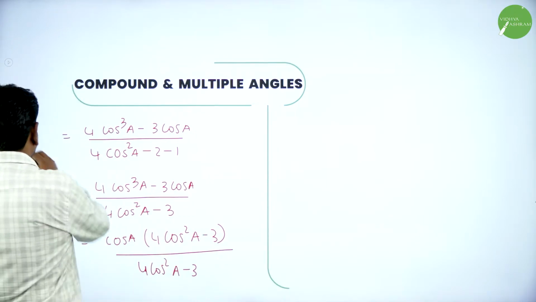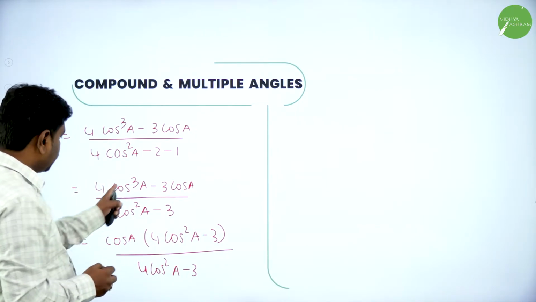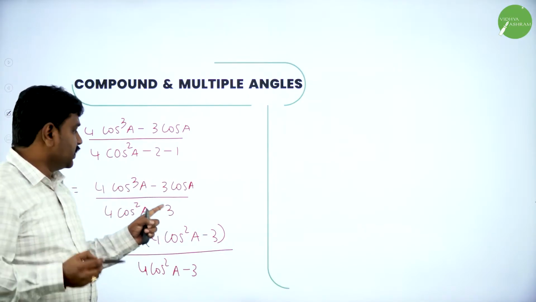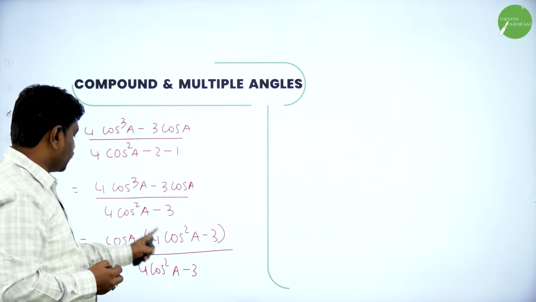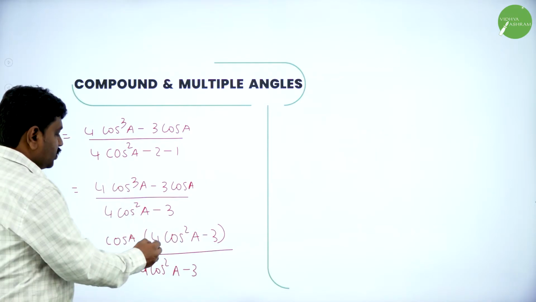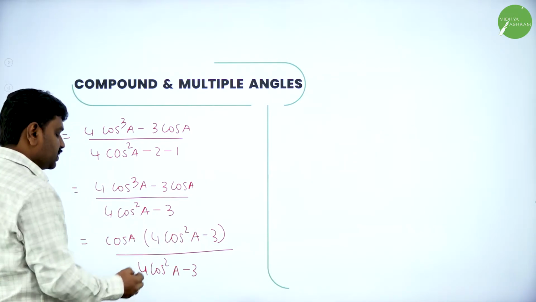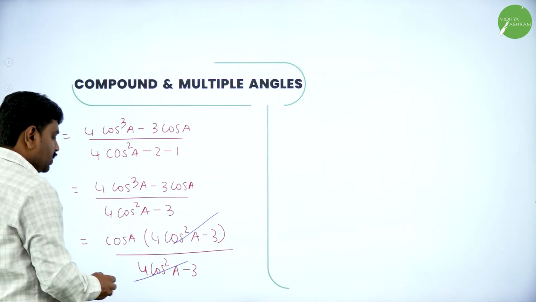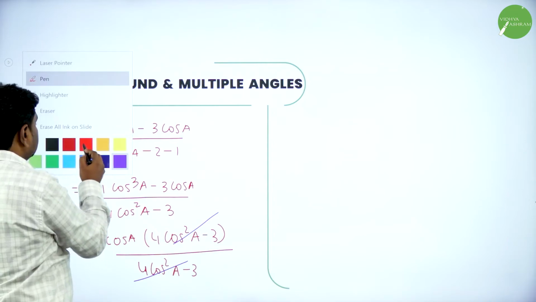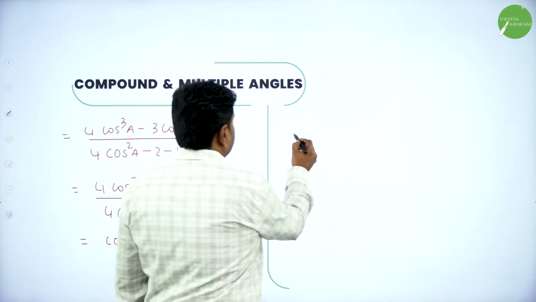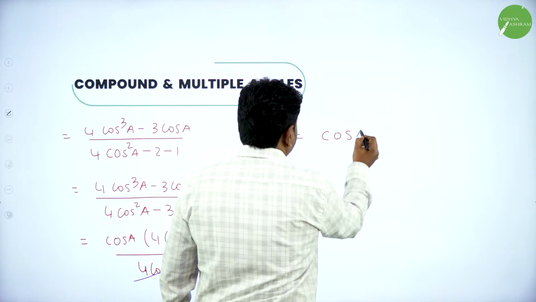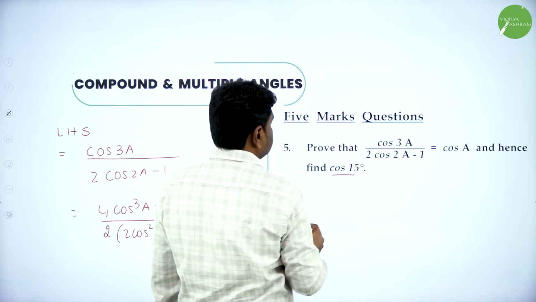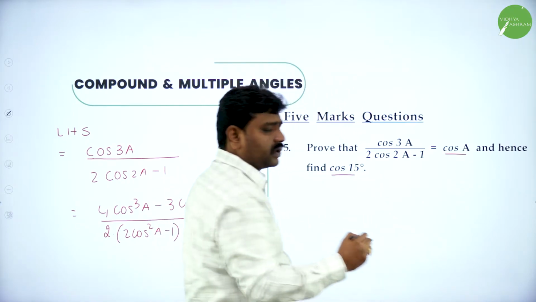So dear students, you can observe the numerator: in cos cube a and cos a, I took cos common, so it will become cos a times 4 cos square a minus 3. So now the numerator is also 4 cos square a minus 3, and the denominator is also 4 cos square a minus 3, so I can cancel these two terms. After cancelling, what is left out? Cos a. And this is your RHS. This is what they want you to prove, we proved it. Hence the proof. Prove it is equal to cos a, we got cos a.